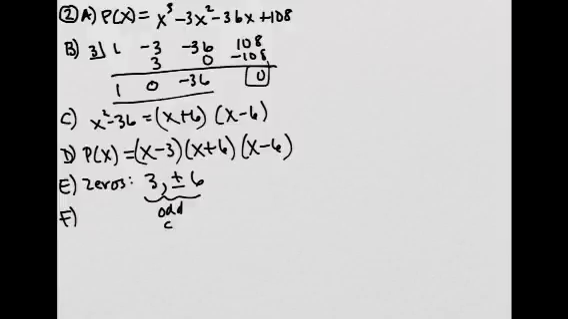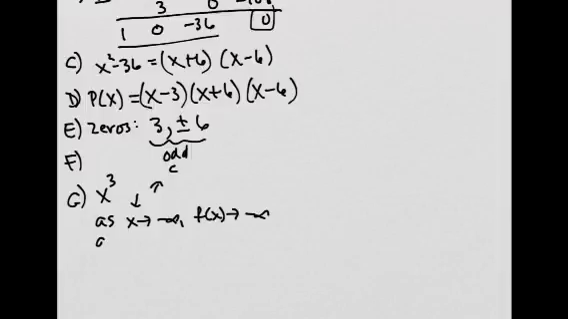Then end behavior. The leading term is x cubed, so that means it has a down-up end behavior. So we say as x goes to the left, f of x goes down, so it goes to negative infinity. And as x goes to the right, as x gets bigger, f of x goes up. It's positive infinity. Then you have to sketch it.